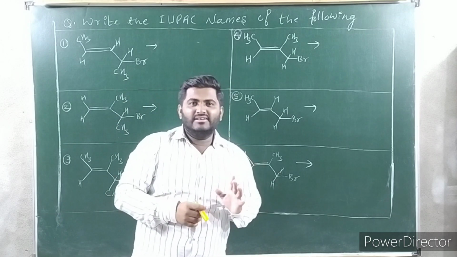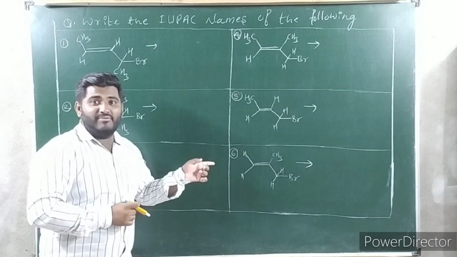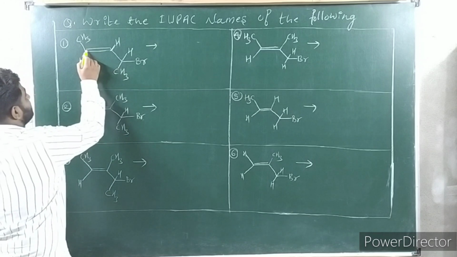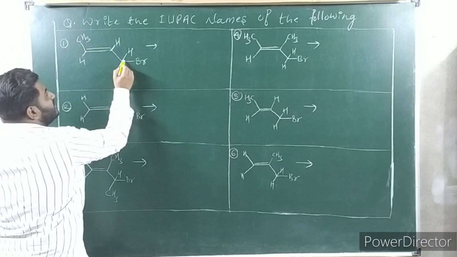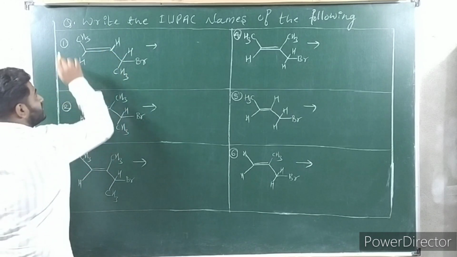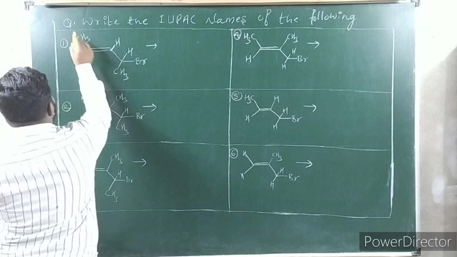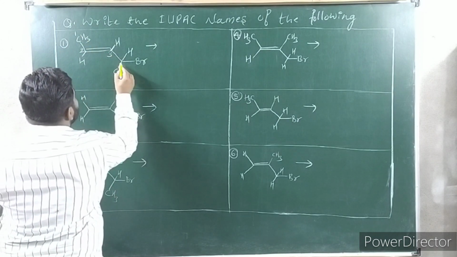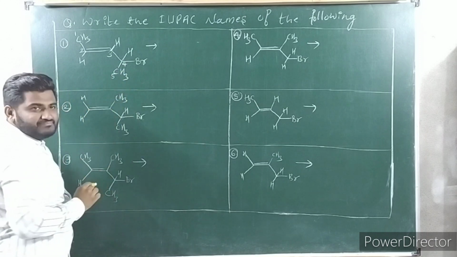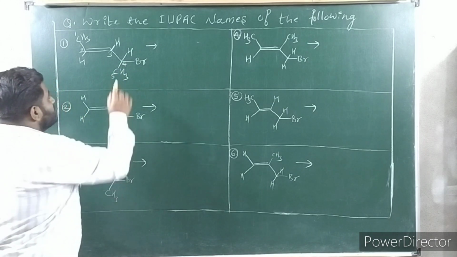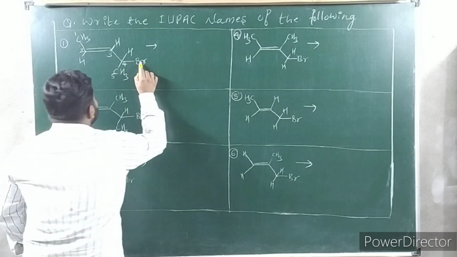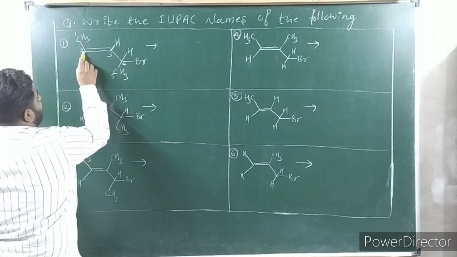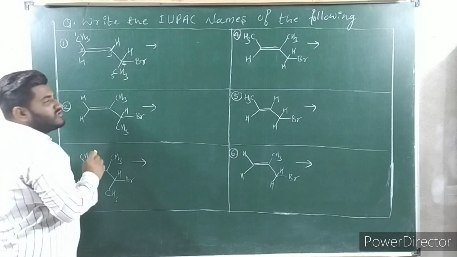So which way is correct? Yes, top to bottom only. Why? Because alkene is getting the second number. Here 1, 2, 3, third. Which is lowest? Second. So I have to write 1, 2, 3, 4, 5. Numbering is over. So at fourth position what is there? Bromo. At second position what is there? Alkene.